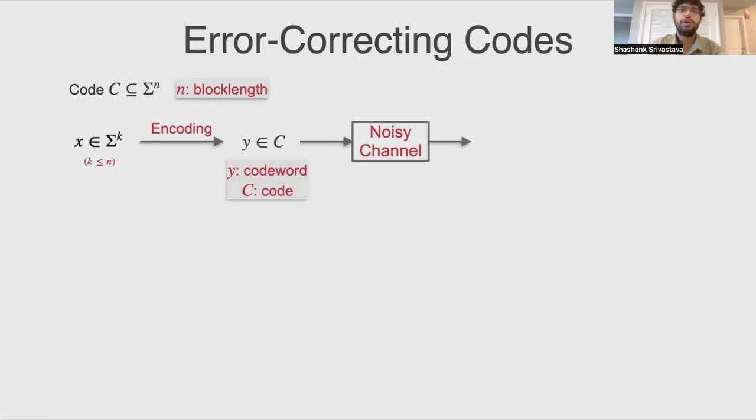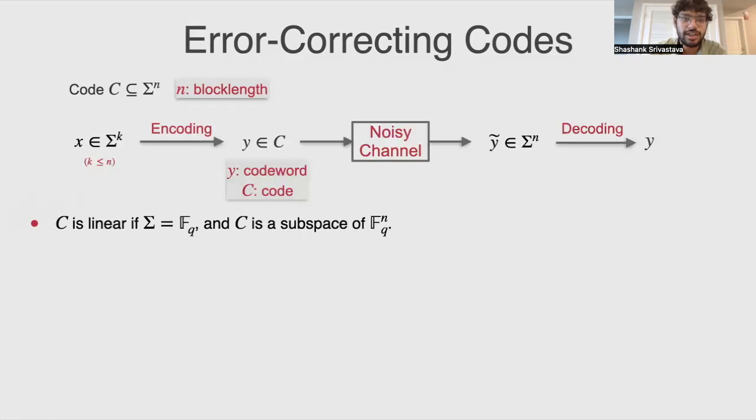And the whole point of doing this lengthening of the string is that when this code word is passed through a noisy channel, the code is supposed to be designed in a way that it facilitates decoding even from a noisy copy of the code word. So this y that we sent over the noisy channel might get corrupted to y tilde. And hopefully the code is designed in a way that we can infer what y was even just looking at y tilde. And this is the part that is called decoding. The code C is called linear if the alphabet can be identified with a finite field, and C is not just a subset, it's a linear subspace of F_q to the n.